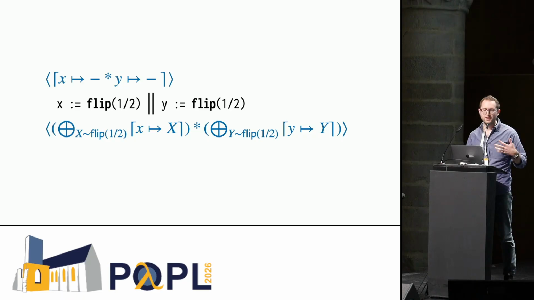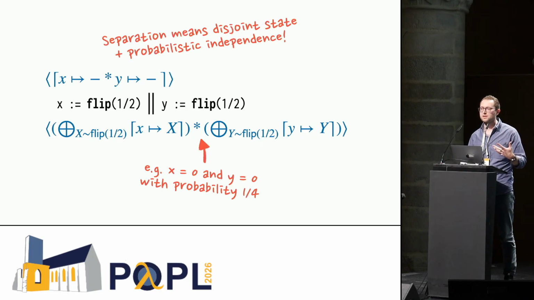So if we take an interpretation based on probabilistic separation logic, then the separating conjunction is not only going to mean that the state is disjoint, but also that we get some probabilistic independence guarantees. And the really nice thing about doing that is that we actually get the full joint distribution over all the program variables. So not only do we know that X is 0 with probability 1/2 and Y is 0 with probability 1/2, but we can multiply the probabilities to get the probability that both are 0, which is 1/4.